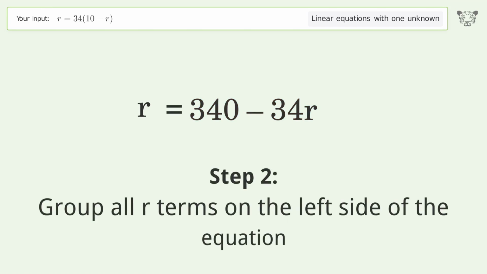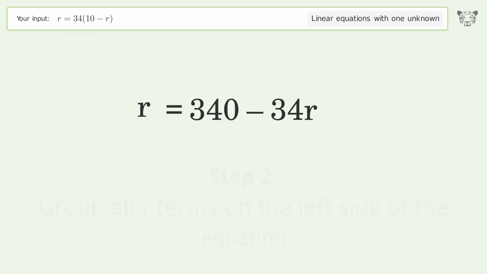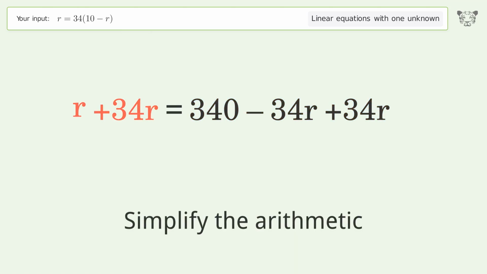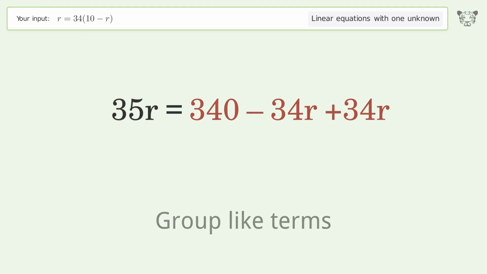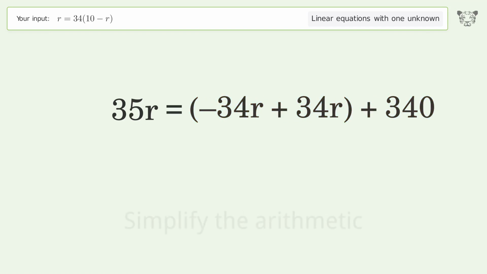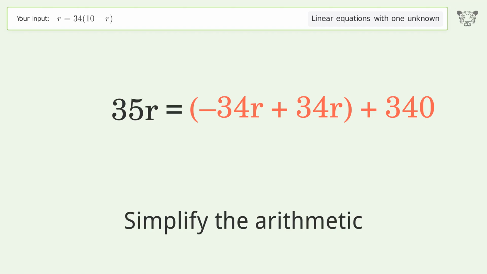Group all r terms on the left side of the equation. Add 34r to both sides. Simplify the arithmetic. Group like terms. Simplify the arithmetic.